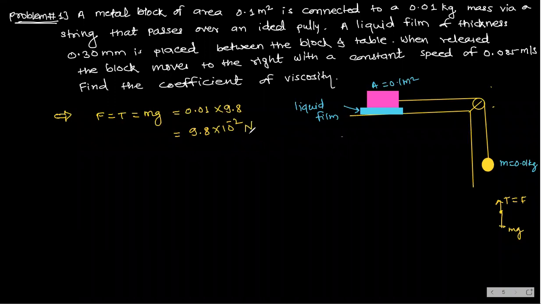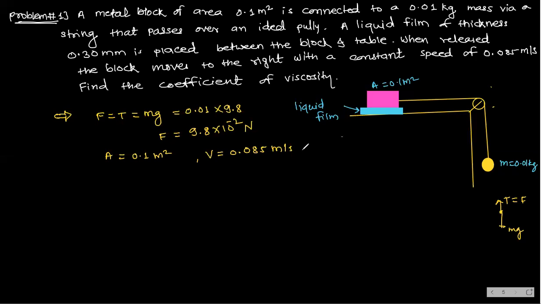Okay, right. Now area already they have given. Yes, what is area A? 0.1 meter square. Yes, no, 0.1 meter square. Next they have given velocity also. How much velocity? 0.085. 0.085 meter per second. Okay, right.